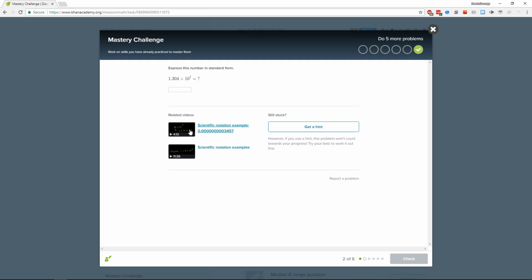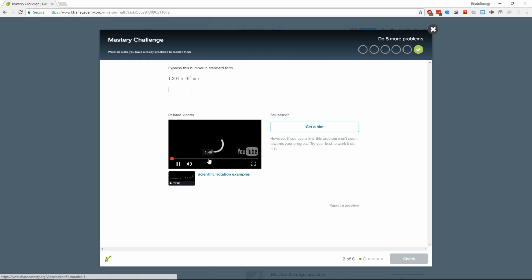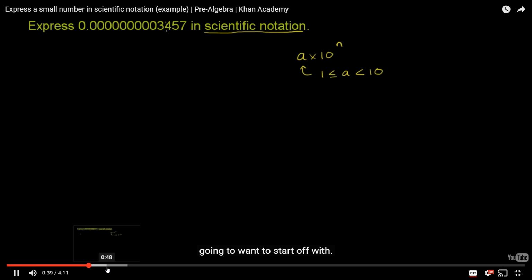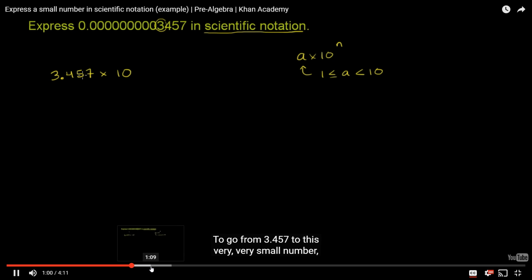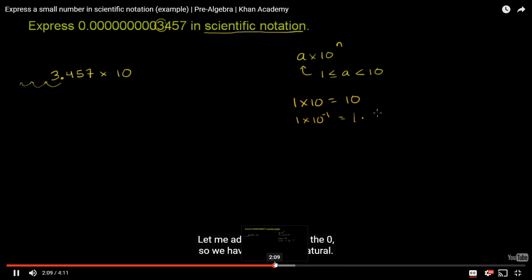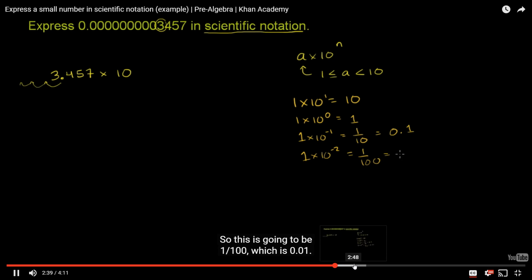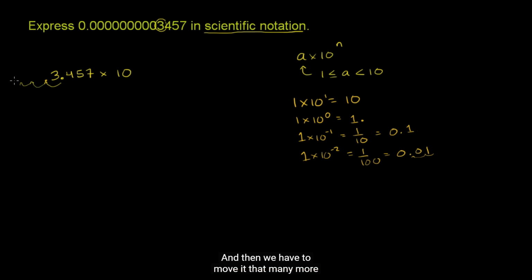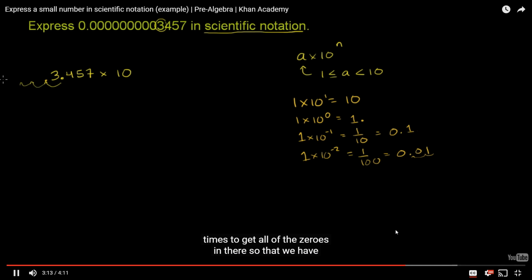Standard form. Is that the E crap? Express 0.000 times some at leading. They're going to want to start from 3.45. You have to do 10. We give you times 10, 100. When I raise it down, we have to move it 1 time just to get in front of the 3, and then we have to move it that many more times to get all of the zeros in there.